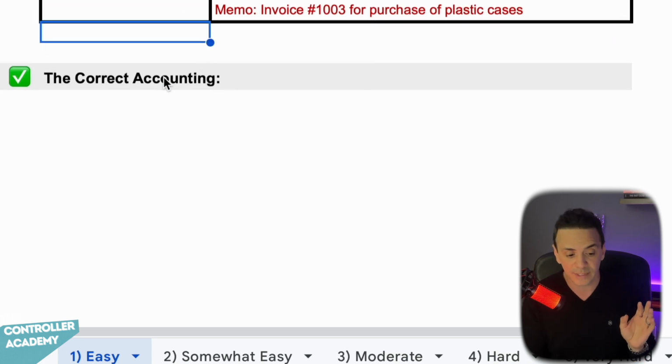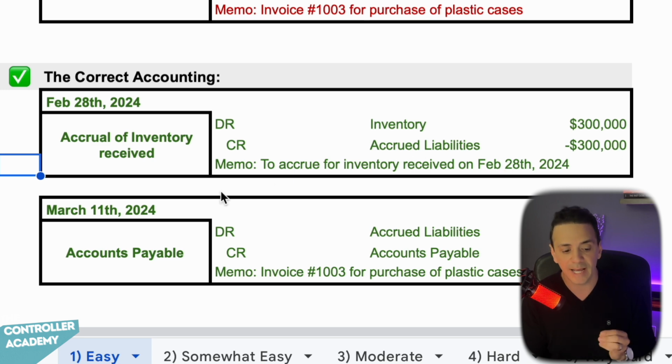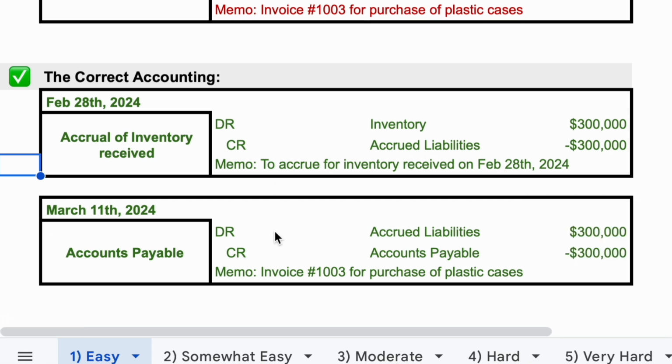So the correct accounting for this would be on February 28th, you create an accrual for the inventory received by debiting inventory and crediting accrued liability for $300,000. And then when you receive the invoice on March 11th, you would release that liability or accrual by debiting it and just record the accounts payable for the $300,000.